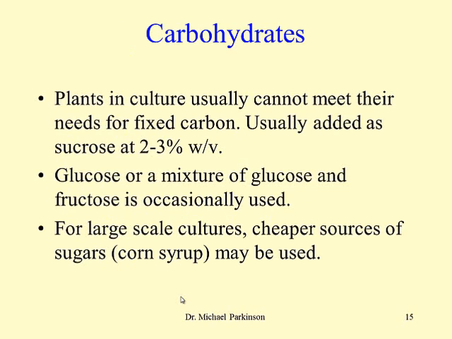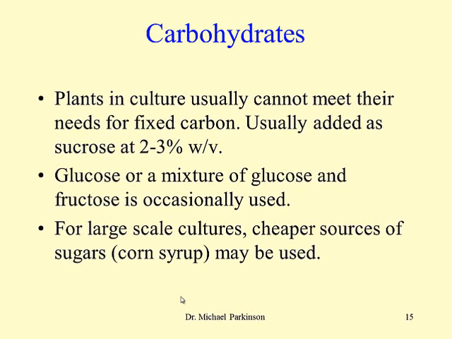So I'm going to take these one by one. We're starting with carbohydrates. Plants in culture usually cannot meet their needs for fixed carbon. The fixed carbon is normally supplied by the leaves. We normally chop off the leaves. So for example, if you're using a shoot tip or an axillary bud, we would chop off the leaves. So we need to supply the sucrose that would have been produced by the leaves.